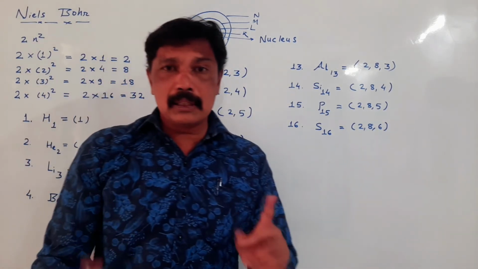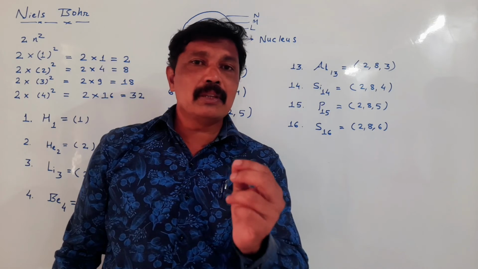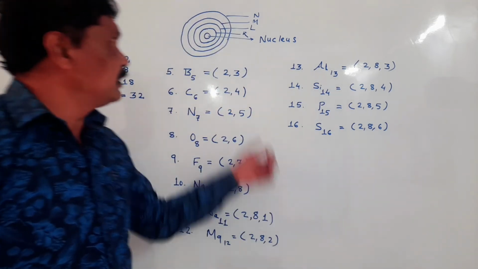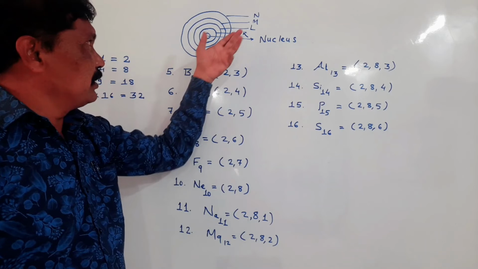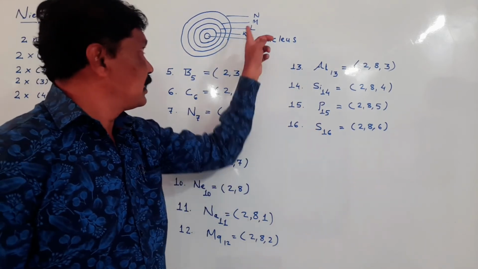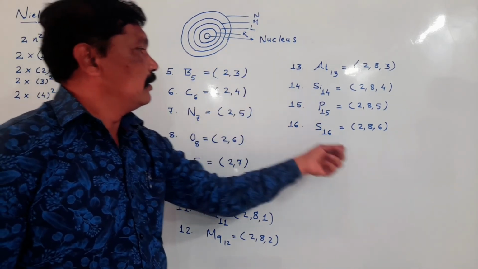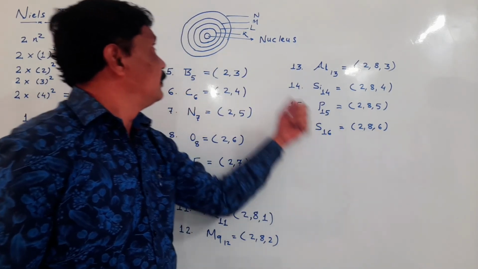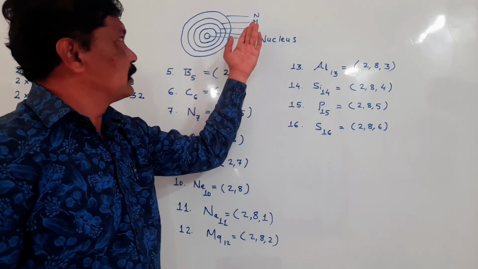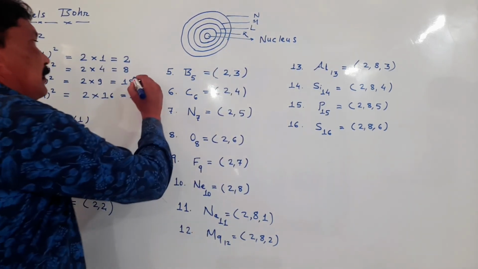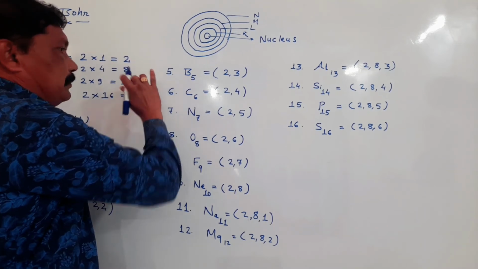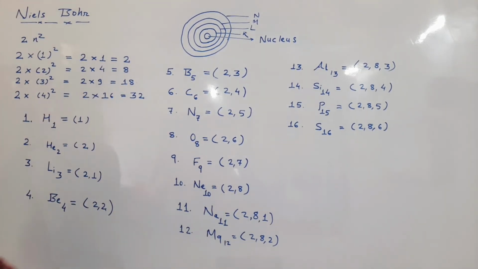My dear student, the capacity of the first shell, that is K, is 2. The capacity of the second shell, that is L, is 8. And the capacity of the third shell, that is M, is 18.